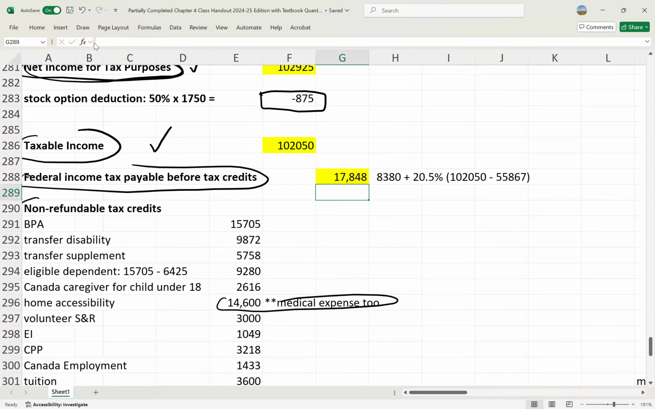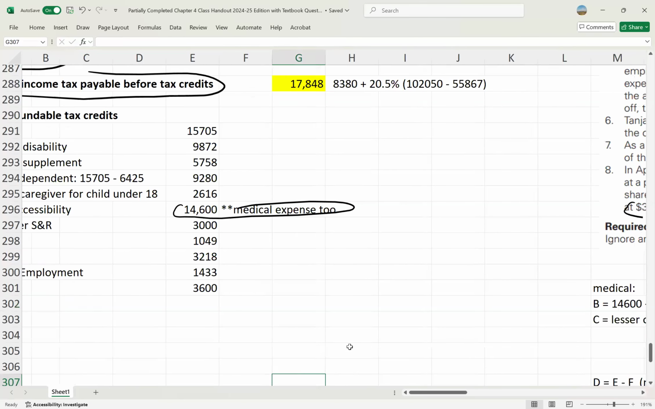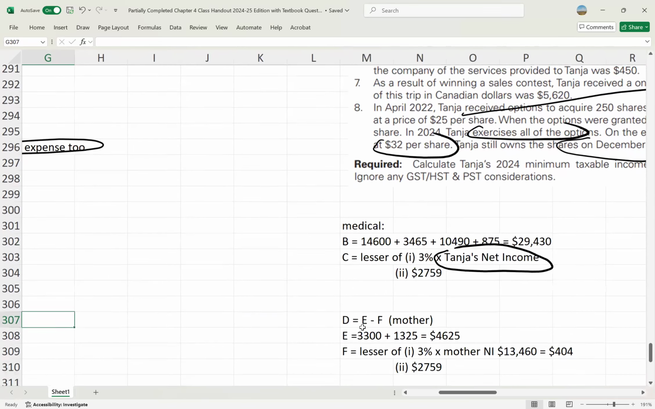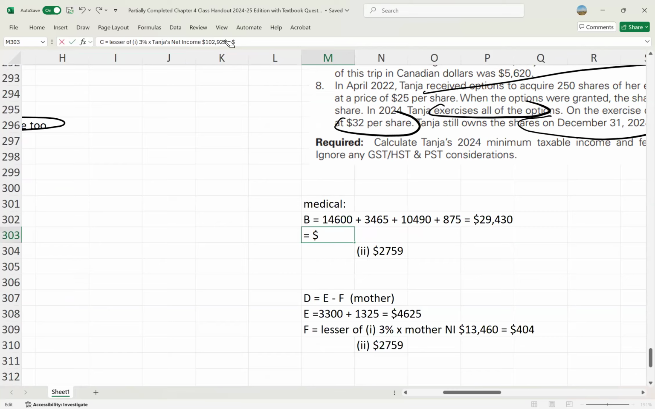And now we have all our non-refundable tax credits. The only ones that we haven't calculated, well, there's two, the medical and also the donations. So remember the medical, we started the calculation over here. And the thing that we were missing was Tanya's net income. Well, now we know her net income. Her net income is 102,925. So remember, net income, not taxable income. And so if we work through that calculation, that's going to give us 3,088. So this was the part that we were missing.